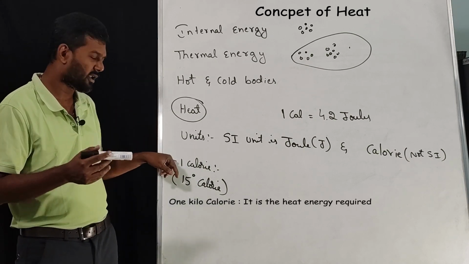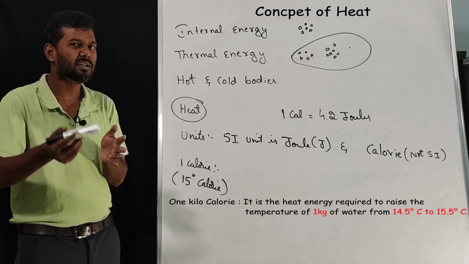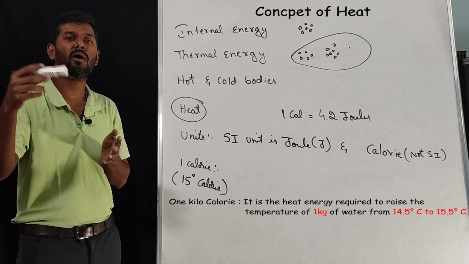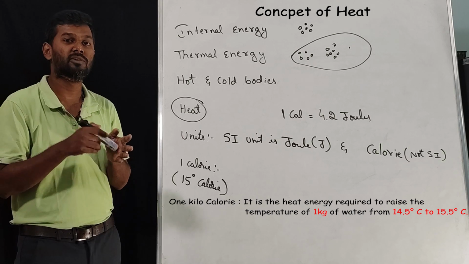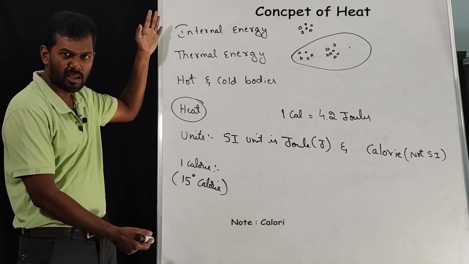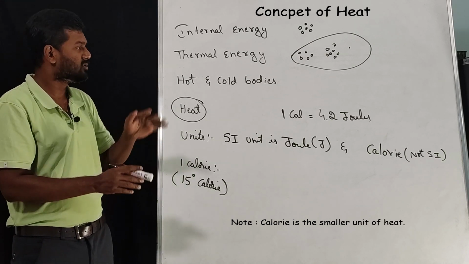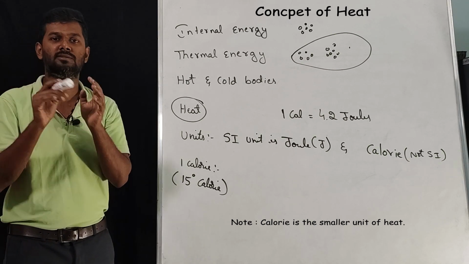So I'll repeat the definition of 1 kilocalorie. The heat energy required to raise the temperature of 1 kg of water from 14.5 degrees Celsius to 15.5 degrees Celsius. This is the definition of 1 kilocalorie. So if you know this much about heat, then I think you have learnt everything about the basics of heat. So whatever the question they ask about the heat, you will definitely be able to answer.